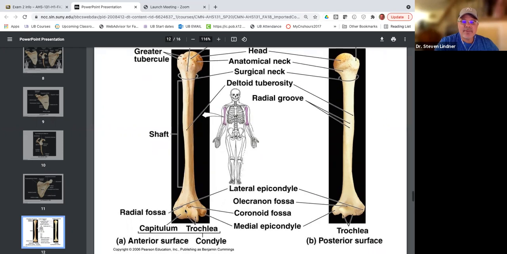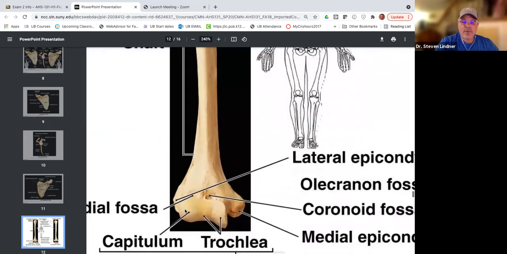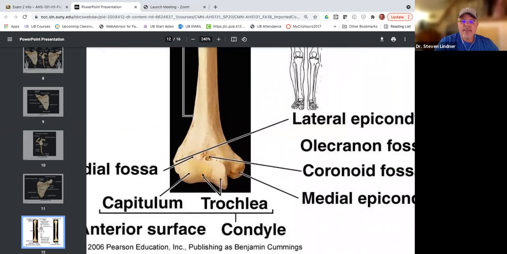Okay, when we look at the distal part of the humerus, all the way down at the bottom, there's a trochlea, which goes from here to here, this section closer to the medial epicondyle, and this rounded portion is called a capitulum. The capitulum is the articulation for the radius, which is in the forearm, and the trochlea is the attachment for the ulna.